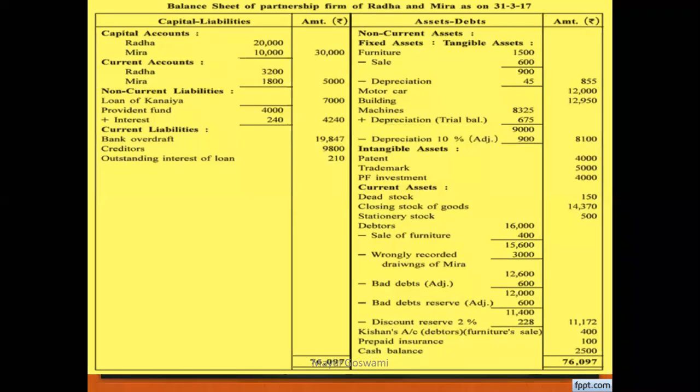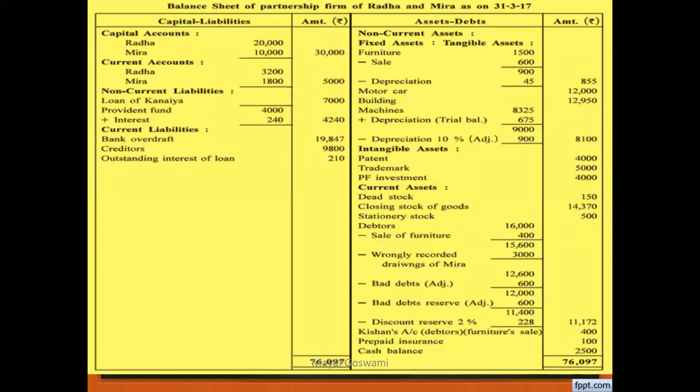Then after Kanaiya's loan is given, so write down on the liability side loan of Kanaiya, in the outer column 7,000. Now of this loan, the next item is interest on loan. So interest of this loan is given, right? And this interest is 315.